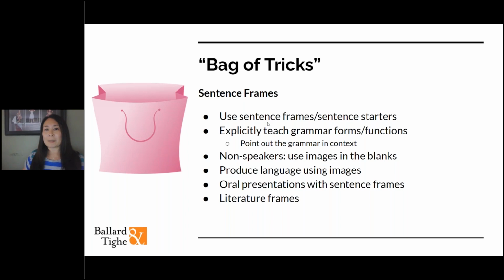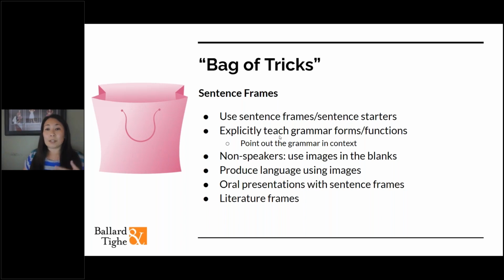Again, going back to sentence frames, just to review, explicitly teach these frames. Explicitly teach grammar forms and their functions. Explicitly teach them even if they can't speak yet. So if a student can't speak, you give them a frame, they understand the frame and what's supposed to go there. Put images in the blank, put the picture of an elephant, or something big, in the blank so they know that an elephant is big.